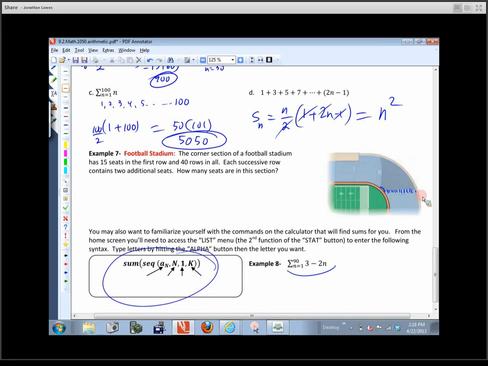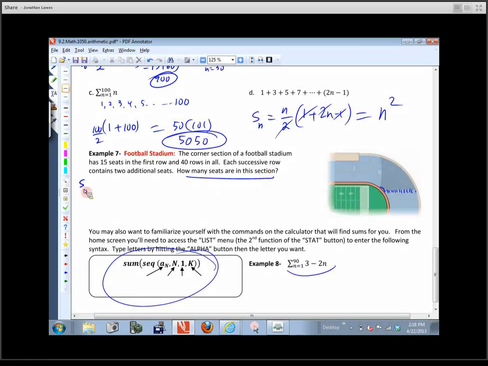And it says each successive row contains 2 additional seats. How many seats are in this section? Say you've got to go through and paint them, redo them, or whatever it happens to be. You don't want to go through and count every one of them. You want to figure it out in a fairly quick fashion. So we're going to be adding all of these up. So we need the sum formula.